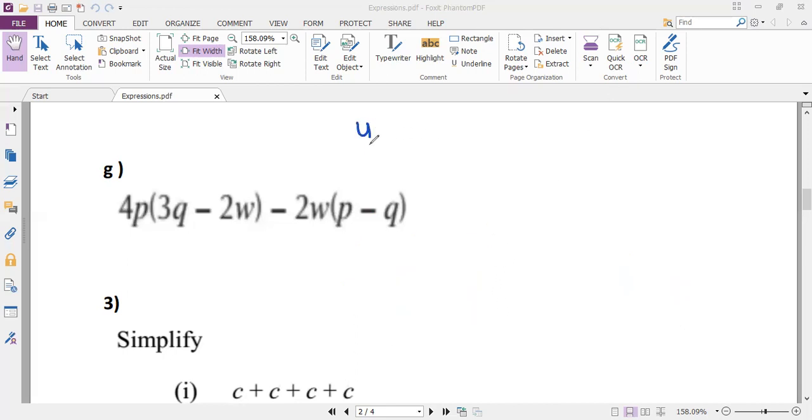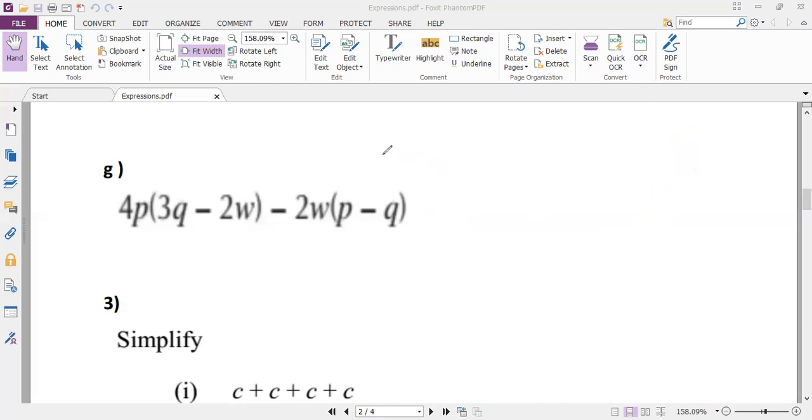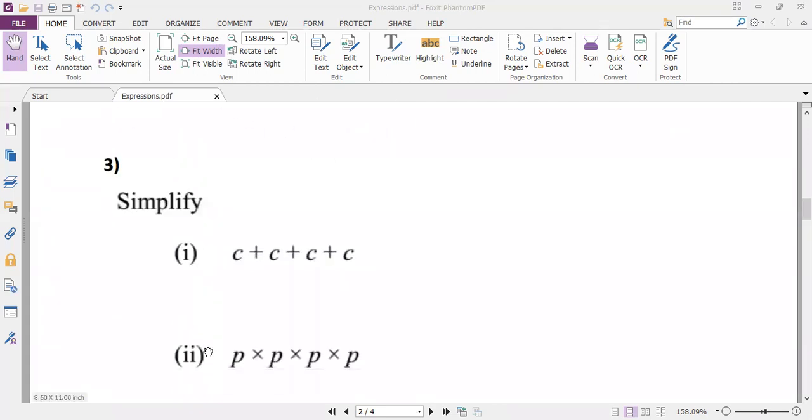If I have y times y times y and y plus y plus y. The first one, y multiplied by itself 3 times, so it's y raised to the power of 3. And y plus y plus y, we are adding them. So 1y plus 1y plus 1y equals 3y. So in this question, I have c plus c plus c plus c. So it's 4c.